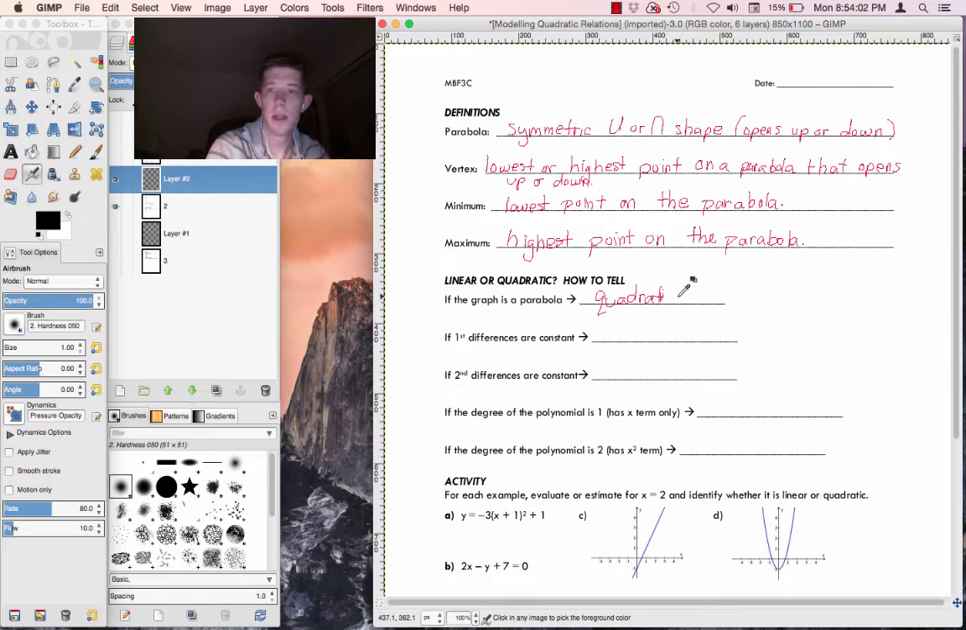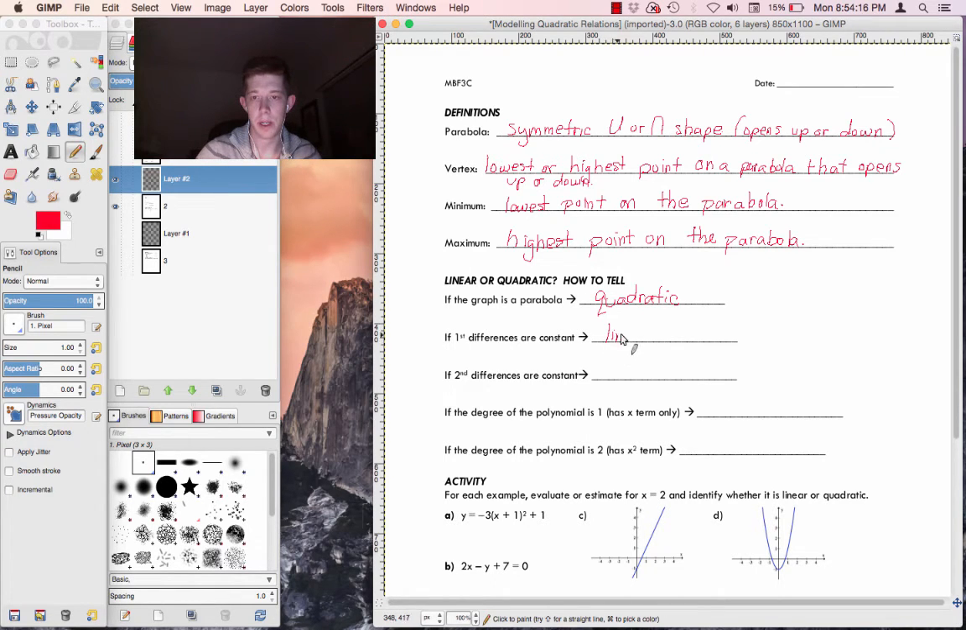Right? So that means if my graph has that U shape or an N shape, opening up or opening down, it's quadratic. If the first difference is constant, it's linear. We discussed that on our previous page. If the second difference is constant, it is quadratic.